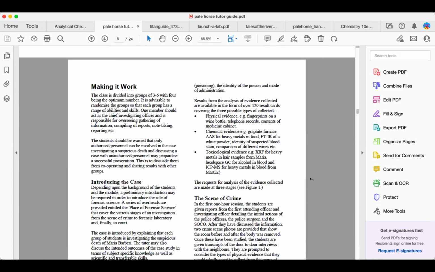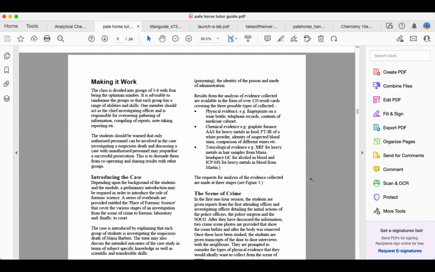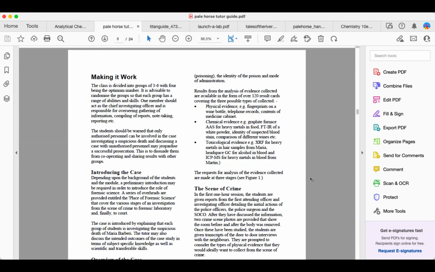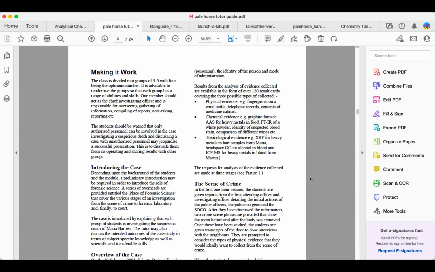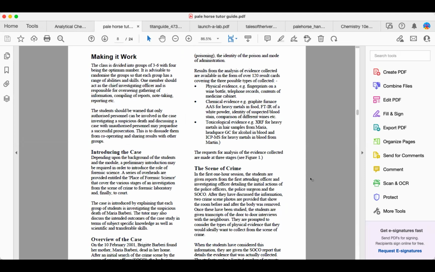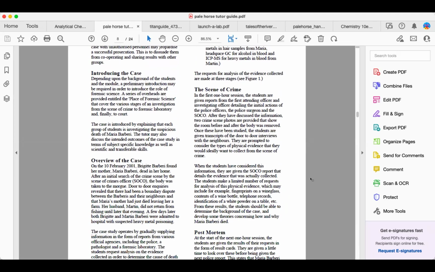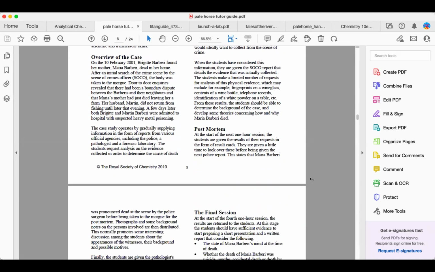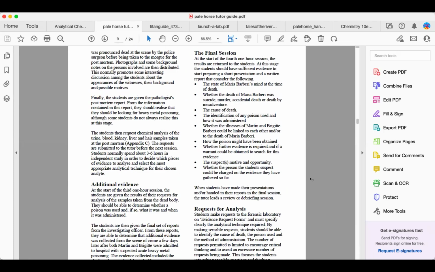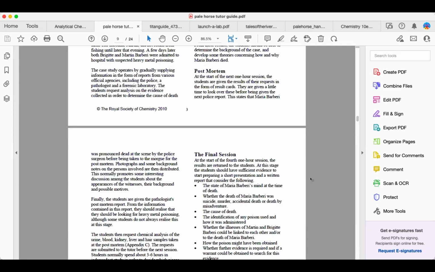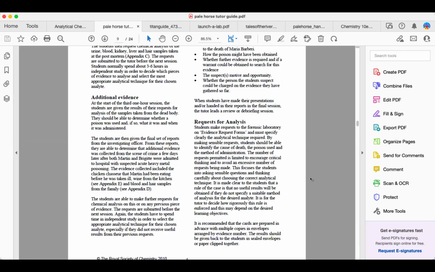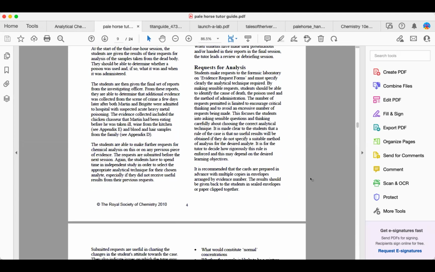I have divided you into 4 groups, I think. Correct me if I'm wrong. 4 groups of you, right? Yes, doctor. Okay, thank you. So, introducing the case. I'm introducing it right now. And then an overview of the case. You have to read everything. I will give you time, don't worry. You have to read the data.